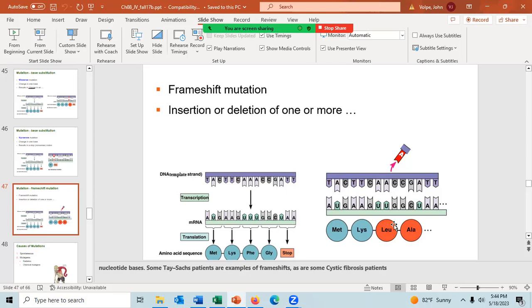Where the frame shift happens, the entire protein afterwards is changed, the reading of the codons, because the codons change. There is one exception, and that is if you remove 3 nucleotides or a multiple of 3, or you add 3 nucleotides or a multiple of 3, you do not get a frame shift mutation. For example, if we were to take out UUU, then we'd have methionine, lysine, glycine, and then stop. There is no frame shift.